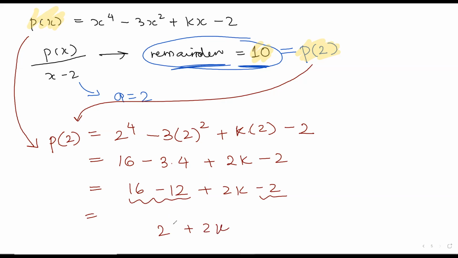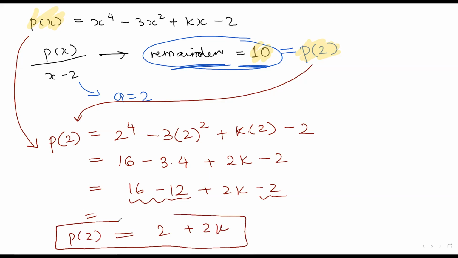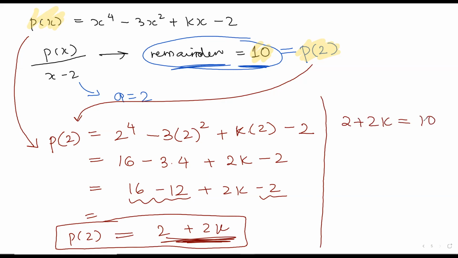Now we have reached till here. Basically what we're saying is P of 2 is equal to this. But then we also know that P of 2 is equal to something else. What is P of 2 equal to? 10. 10, exactly. So we are saying that, let me just draw a line, this is equal to 10. So 2 plus 2k is equal to 10. Now can you tell me the value of k? Find out the value of k quickly.